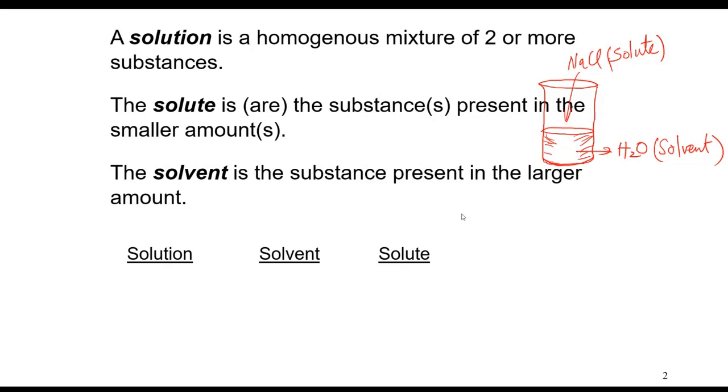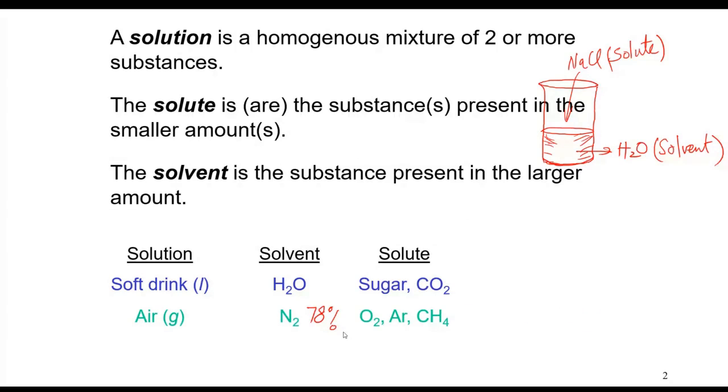Okay friends, here we have some examples of solution. Soft drink is a homogeneous mixture, and the solvent is water, and the solutes are sugar and carbon dioxide. Air is also a homogeneous mixture, so we can call it a solution. In air, nitrogen is considered the solvent, because it is 78%. And other gases, oxygen, argon, methane, sulfur dioxide, sulfur trioxide, carbon monoxide, all these gases are solutes.